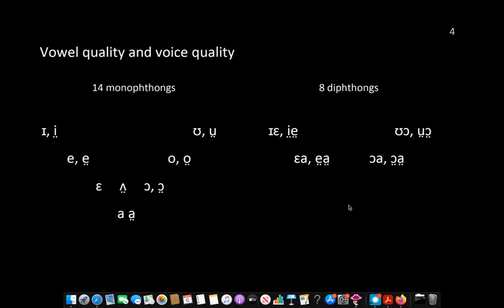There are 22 vowel phonemes in Nuer, including 14 monophthongs and 8 diphthongs. Vowels differ in terms of vowel quality, height and backness, and in terms of voice quality. There are modal and breathy vowels. Breathy voice is signaled by a diacritic under the vowel. With diphthongs, both components of a diphthong agree in voice quality. All Nuer diphthongs are opening diphthongs.